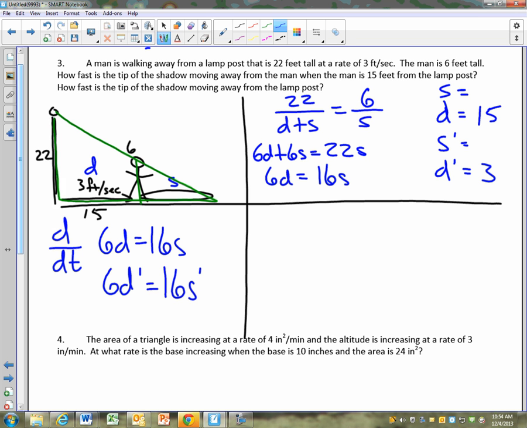So, do we know the current D prime? We do. So we can set this up. 6 times, what is D prime? 3 is equal to 16 times S prime. So we have 18 equals 16 S prime. 18 divided by 16 is 1.125, or 9 over 8.